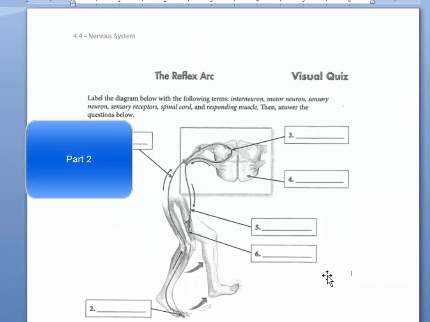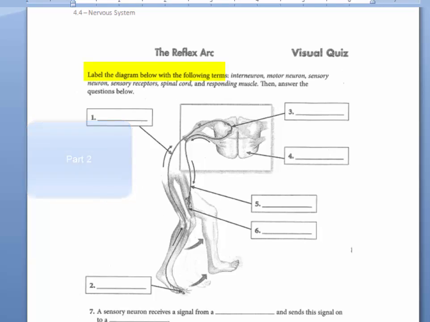All right, this is part 2, the reflex arc. Label the diagram below with the following terms: interneuron, motor neuron, sensory neuron, sensory receptors, spinal cord, and responding muscle. Then answer the questions below.